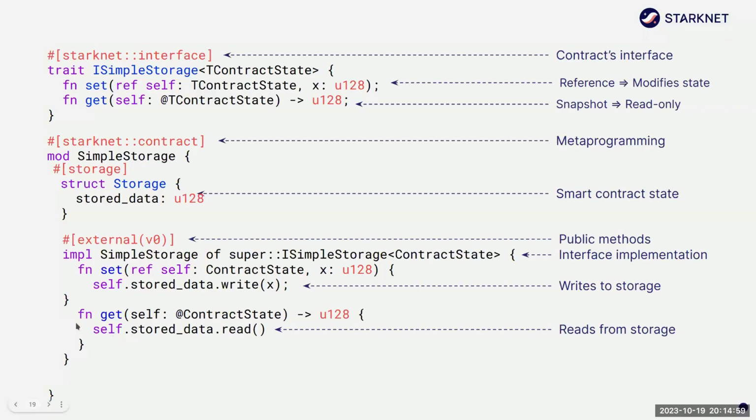If you want to read data from storage, you pass in self, which is still referencing the storage here, and then you get a snapshot. Basically, a snapshot is just getting the data from state. You're not mutating state. The implementation will be self.stored_data.read, where stored_data is the name of your storage variable. So this function is going to return the value of this variable. Any question so far?